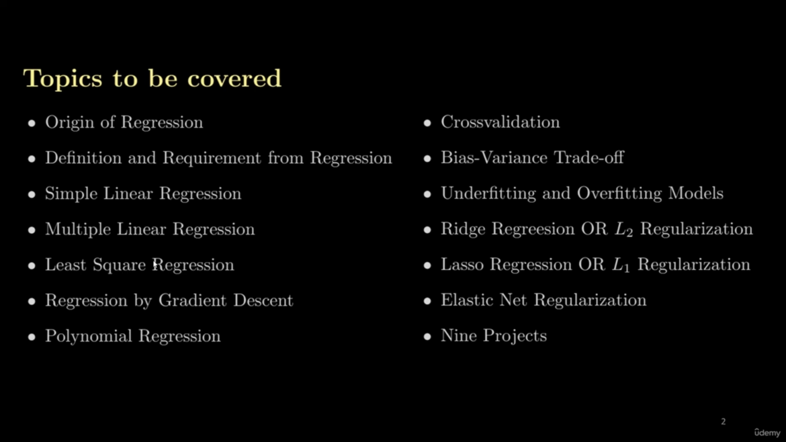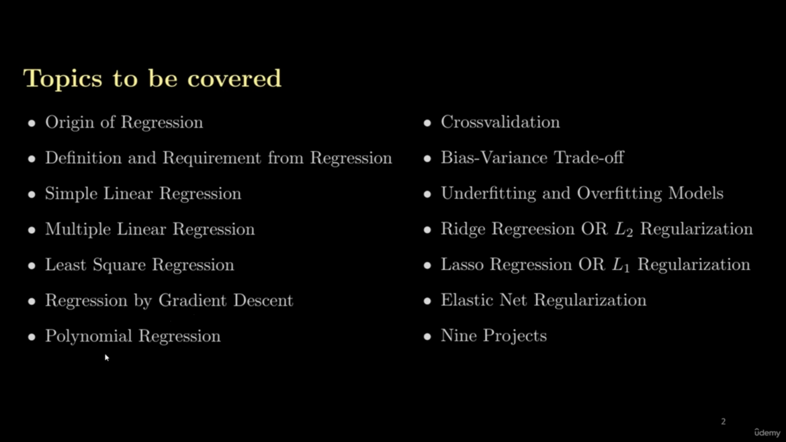During the prediction, if we get errors from the regression model, we want to reduce these errors. So we will apply the least square method to reduce the error and to find the optimal value of the weights for the regression model. Then we will also study regression by gradient descent. Gradient descent is also an algorithm to reduce the error and to find the optimal value of the weights. Then we will study polynomial regression.